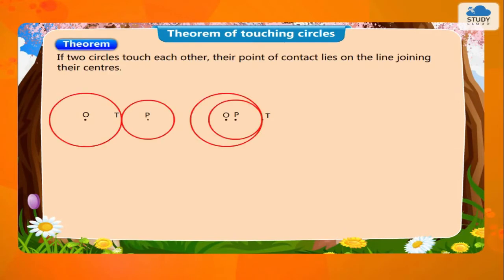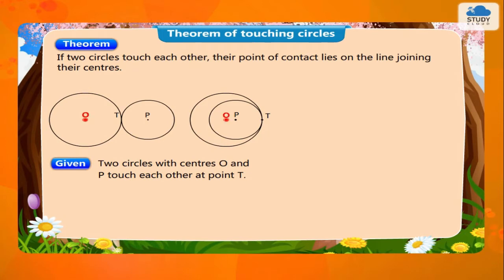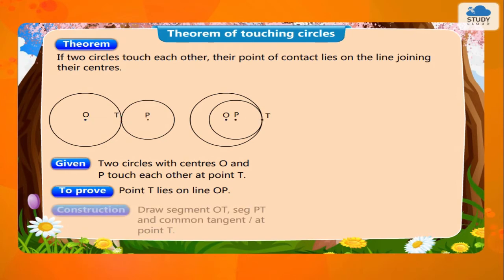Theorem of touching circles. Theorem. If two circles touch each other, their point of contact lies on the line joining their centers. Given, two circles with centers O and P touch each other at point T. To prove, point T lies on line OP. Construction. Draw segment OT, segment PT and common tangent L at point T.